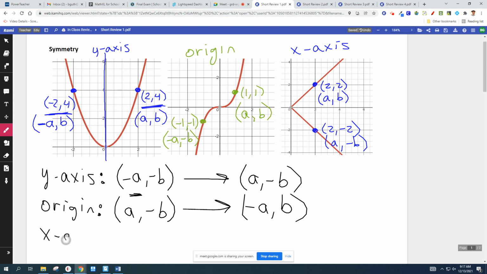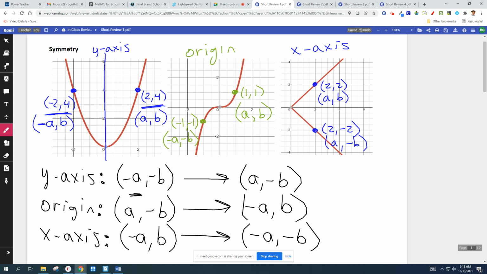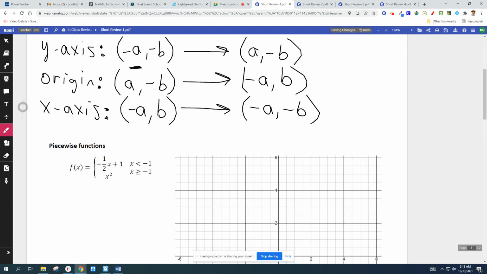So if it has x-axis symmetry, and we've got the point, let's say (-A, B), for x-axis symmetry the y-coordinate changes, so that would become (-A, -B), like that. Pretty tricky.